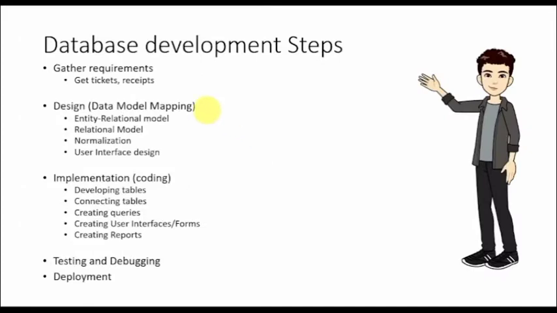Now, there are various steps involved in database development. One of them is gathering requirements. Then we have to go ahead with the design, and design can also be called data model mapping. Then we talk about implementation. After implementation, which is where we code, we now test and debug for any errors before deploying to the user.